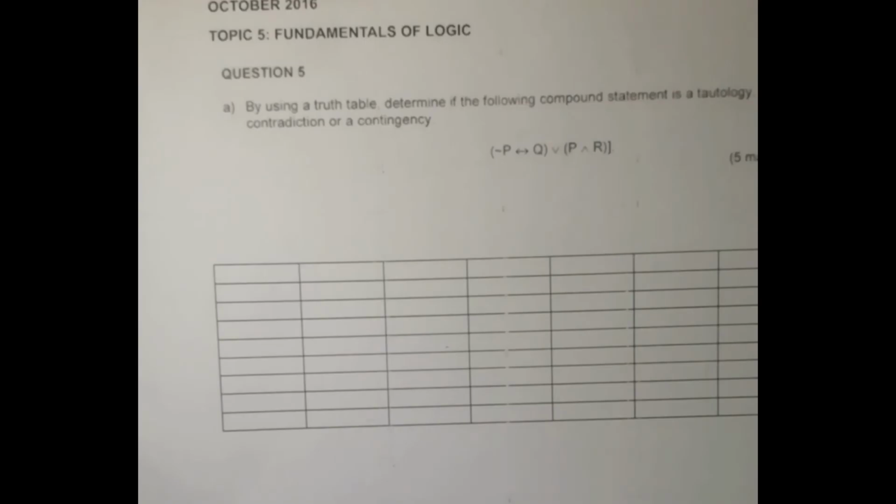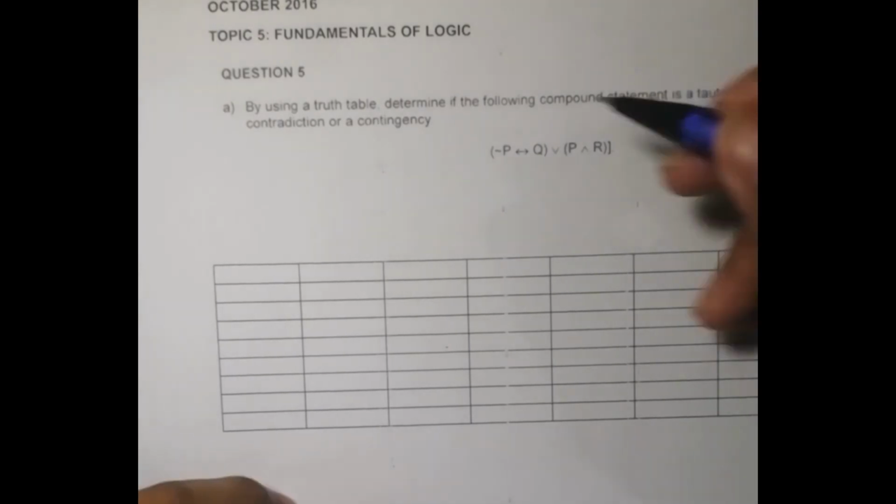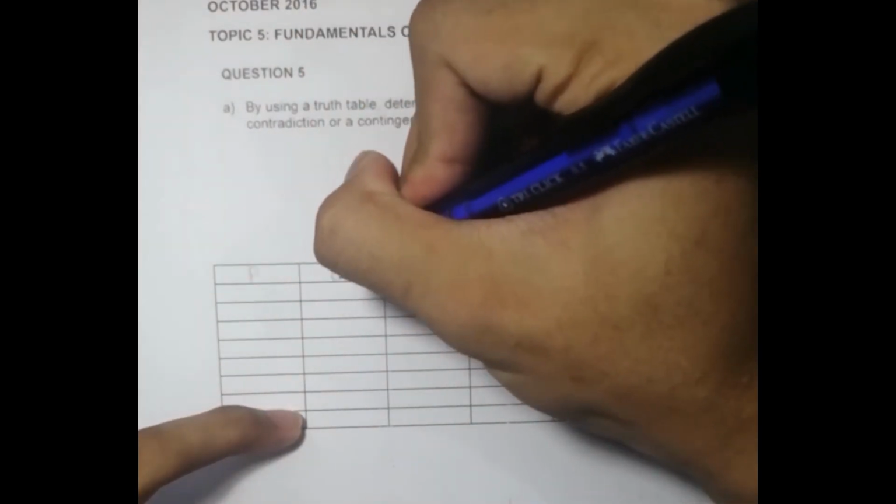Okay, the question is, by using a truth table, determine if the following compound statement is a tautology, a contradiction, or a contingency. First step, we need to analyze what the question wants. We can see that the question wants to know what kind of compound statement this is. So to determine it, we need to make a truth table. First, we need to put P, Q, R into the truth table.